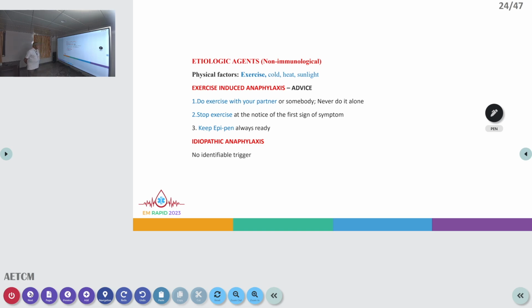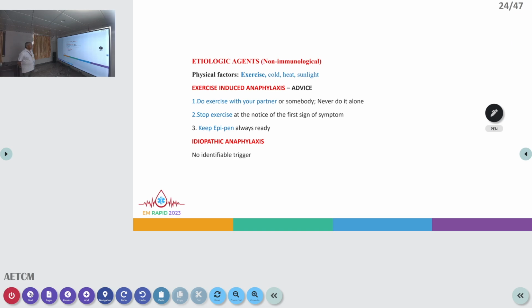So, etiologic, continuing: physical factors like exercise, cold, heat, and sunlight. Nobody can imagine this will cause anaphylaxis. But remember, exercise-induced anaphylaxis, cold-induced anaphylaxis, and sunlight-induced anaphylaxis may happen.